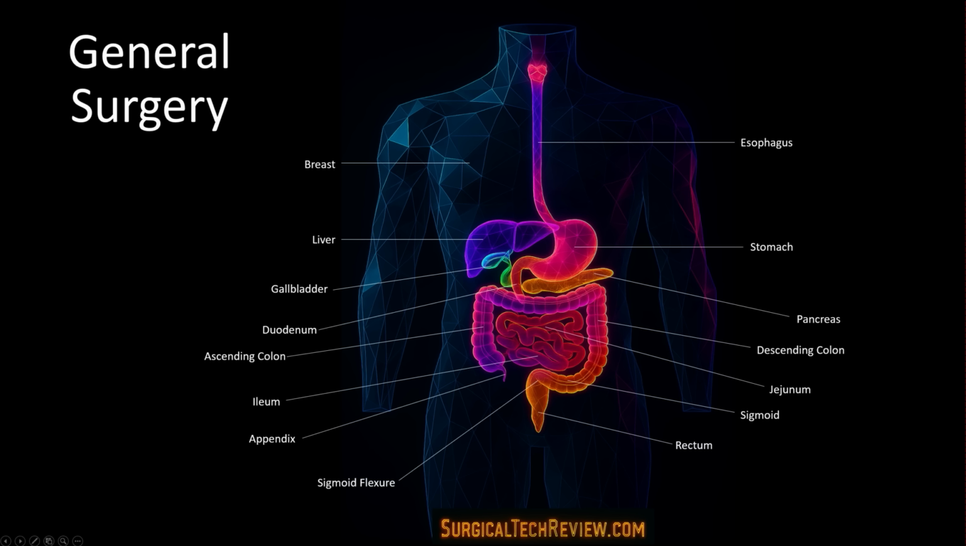General surgery involves multiple abdominal organs, many of which are encountered during splenectomy. Structures such as the stomach, pancreas, colon, and liver are closely associated with the spleen, so the surgical technologist must anticipate protection and retraction of these organs throughout the procedure.